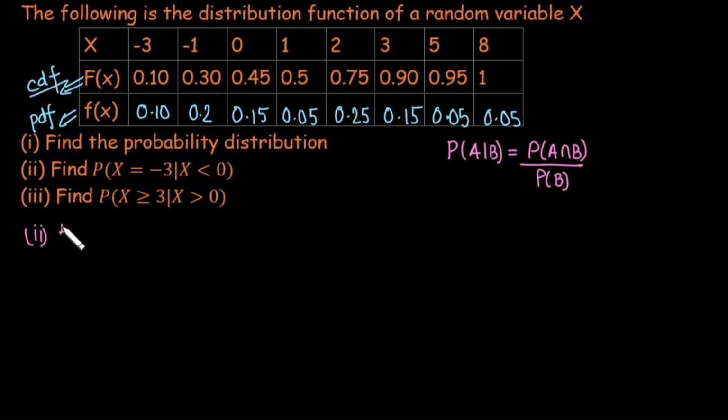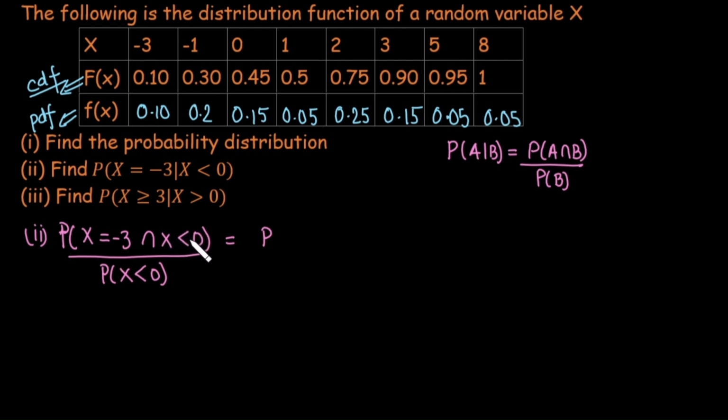From here we have probability when x is equal to -3, intersection x is less than 0, divided by probability x less than 0. According to this, what is the value of x? -3. According to this, x is less than 0.